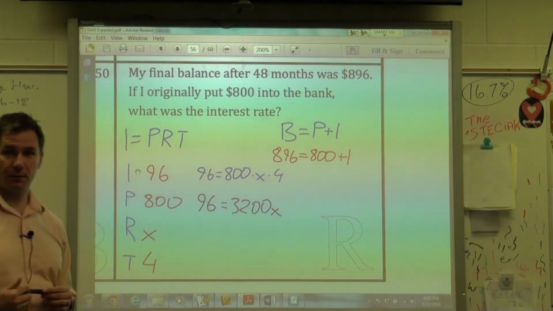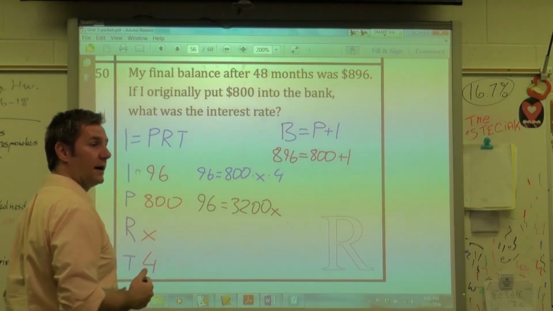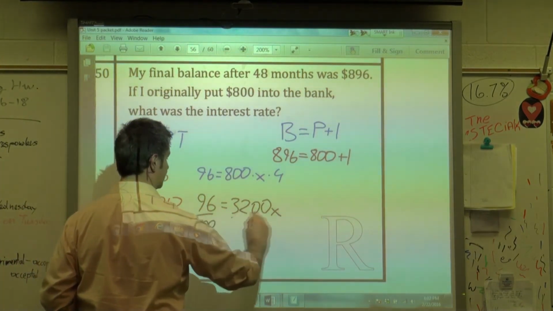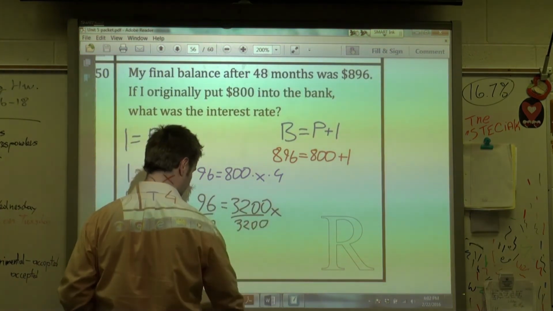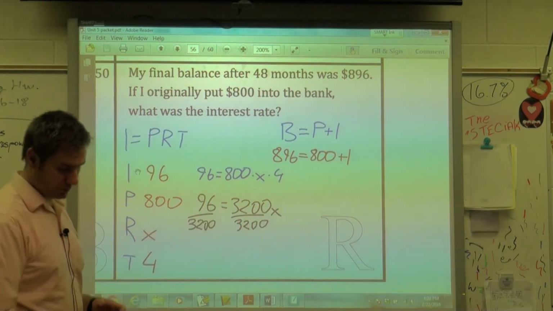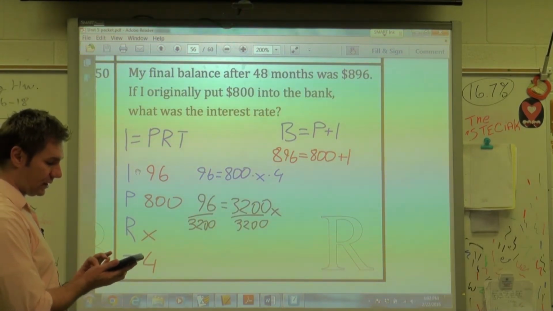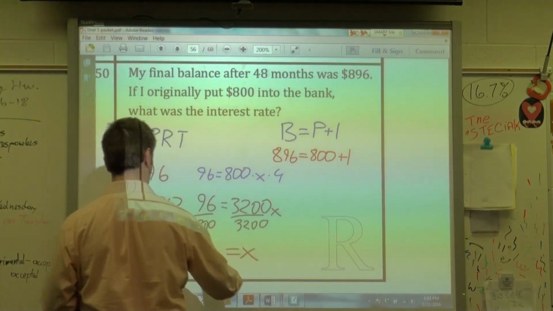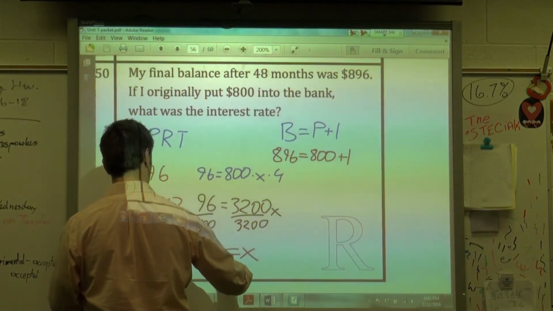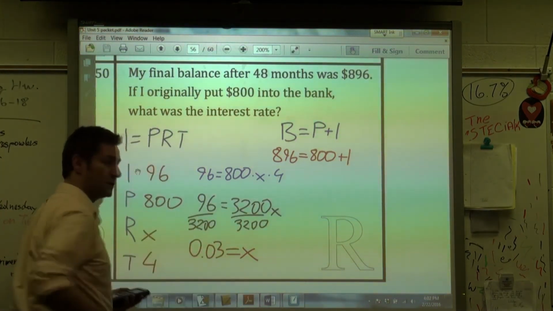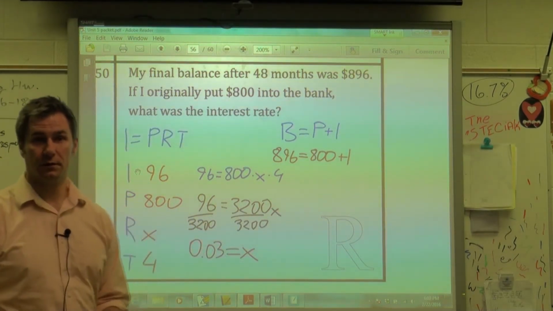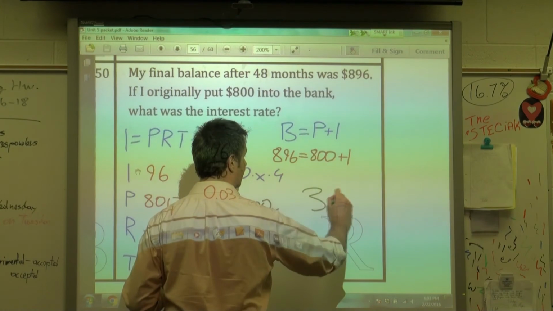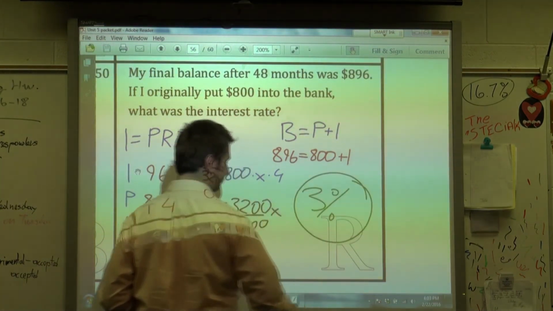And now we have a one-step equation in which we'll have to divide by the number that's next to X, which is 3200 here. When you do that, you will find out that 96 divided by 3200 equals 0.03. That is your answer. However, if I ask you to give me a percentage, you have to move this decimal twice to the right side. In our case, 3% is our rate.